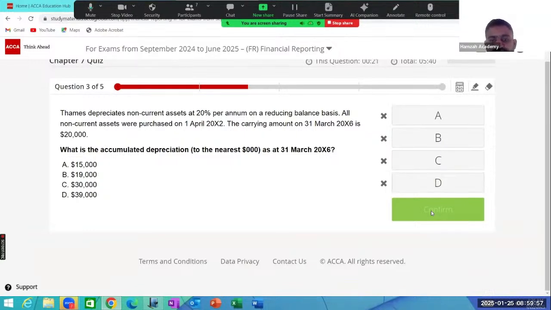Thames depreciates non-current assets at 20% per annum on a reducing balance basis. All non-current assets were purchased on 1st April X2, and the carrying amount on 31st March X6 is 20,000. The question is, what is the accumulated depreciation as at 31st March X6?